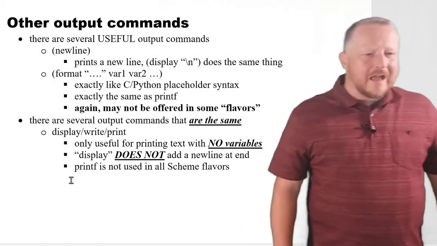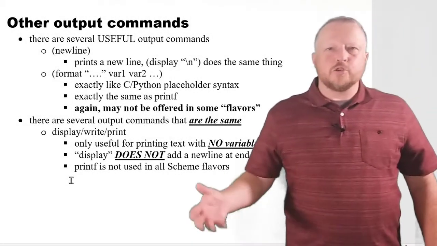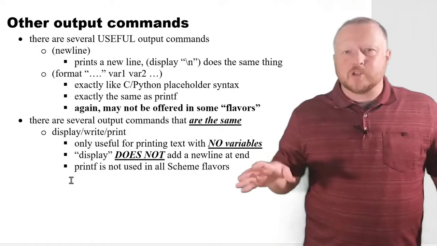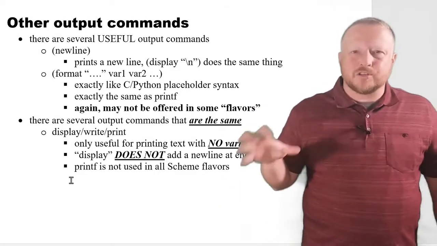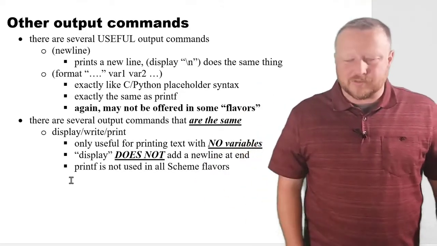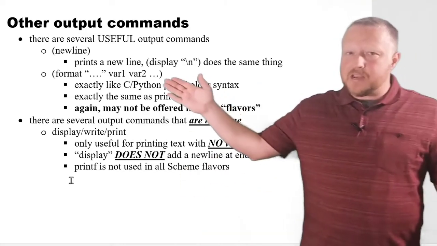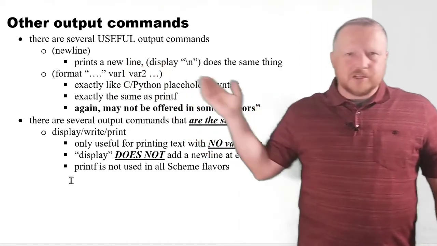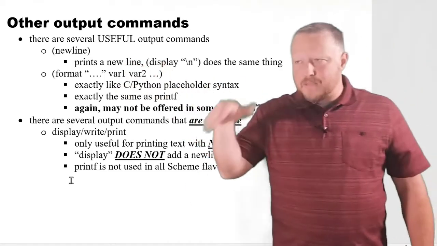So there's some other output commands that are useful. And again, I'm worried about output commands for now just to, frankly, display your information. Again, this is only day one really of Scheme. And that is the newline character, which I think you've seen already. That just prints a new line, just like the \n.